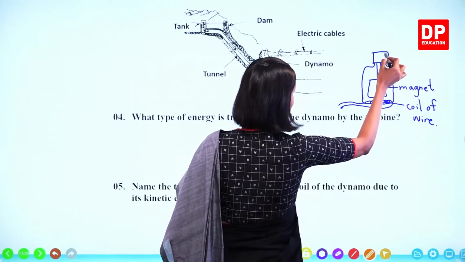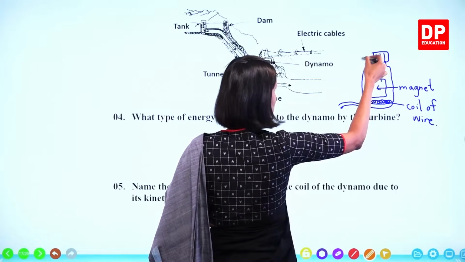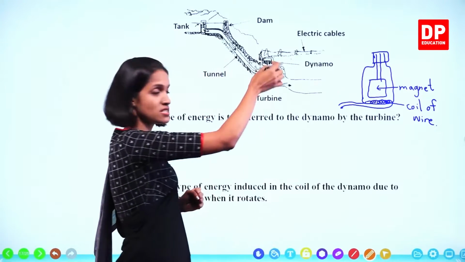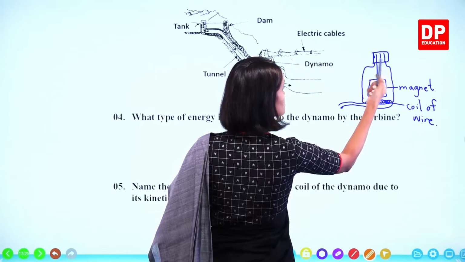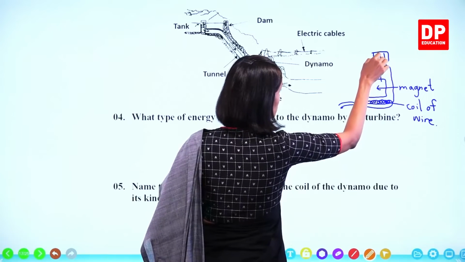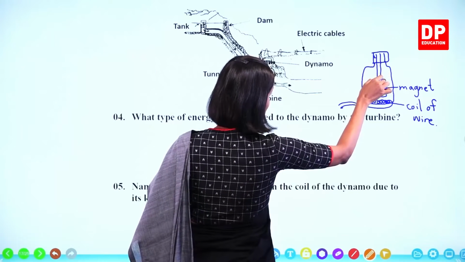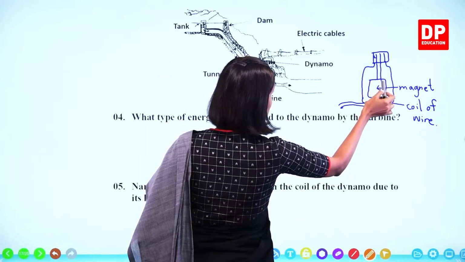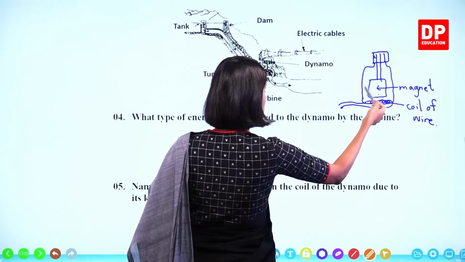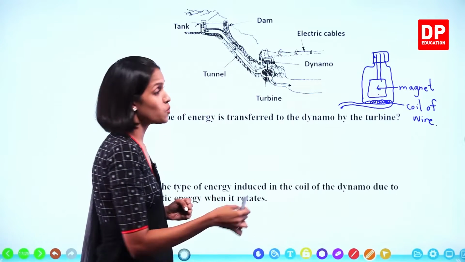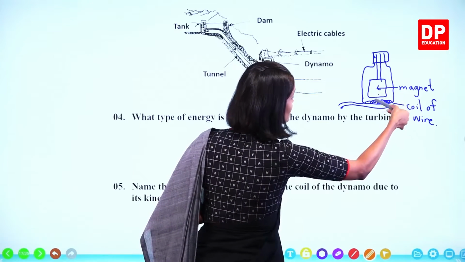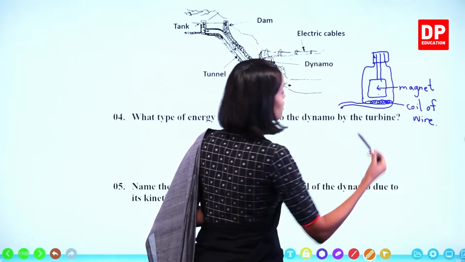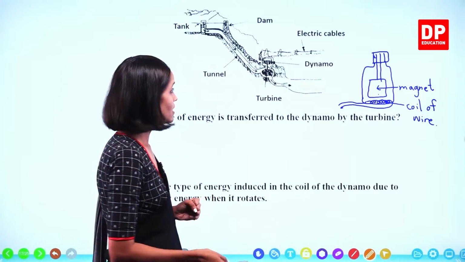So this cap-like, lid-like part touches the bicycle tire. When you ride the bicycle, this part rotates. Along with it, this axis-like part also rotates because it is connected to the magnet. The magnet also rotates, right? When the magnet rotates, an electric current is generated in the coil of wire, right?